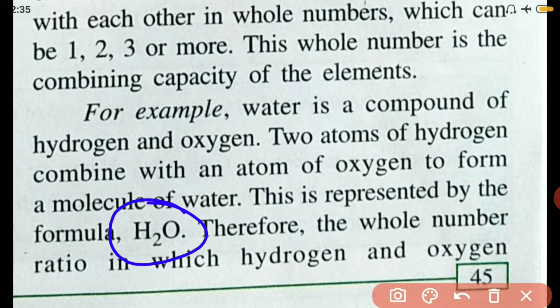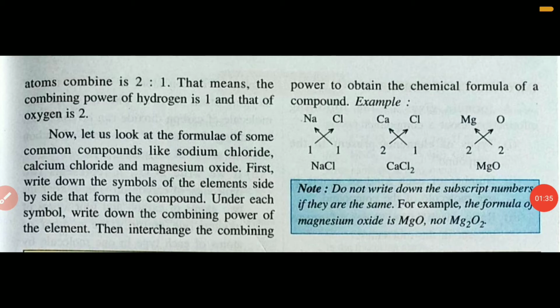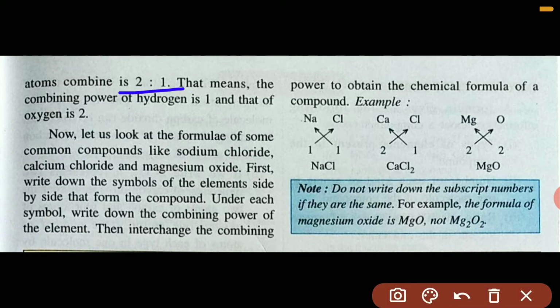Therefore, the whole number ratio in which hydrogen and oxygen atoms combine is 2:1. That means two atoms of hydrogen combine with one atom of oxygen. That means the combining power of hydrogen is 1 and that of oxygen is 2, because oxygen can combine with two hydrogen, whereas hydrogen can combine with only one oxygen. Therefore, the combining power of hydrogen is 1, whereas the combining power of oxygen is 2.